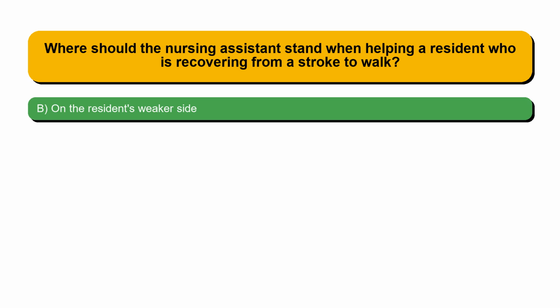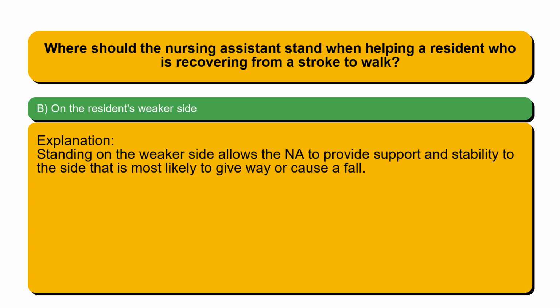On the resident's weaker side. Standing on the weaker side allows the NA to provide support and stability to the side that is most likely to give way or cause a fall.